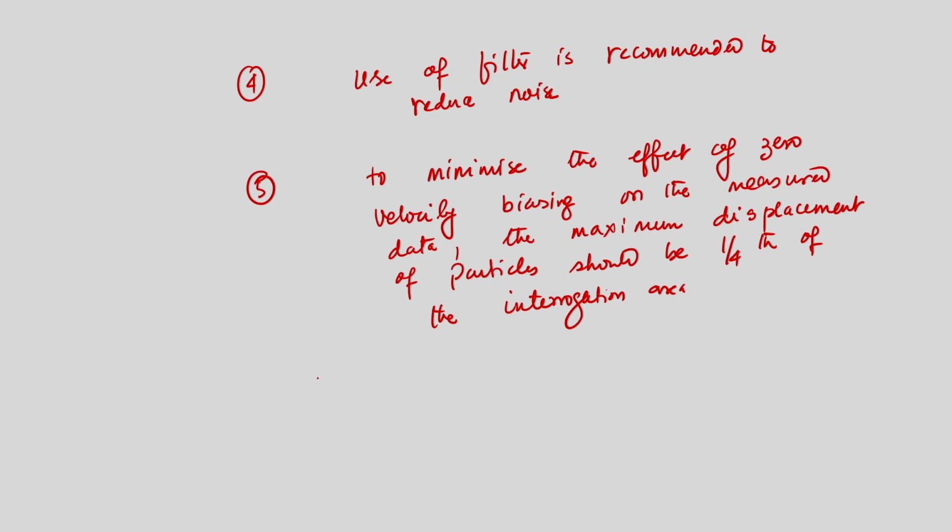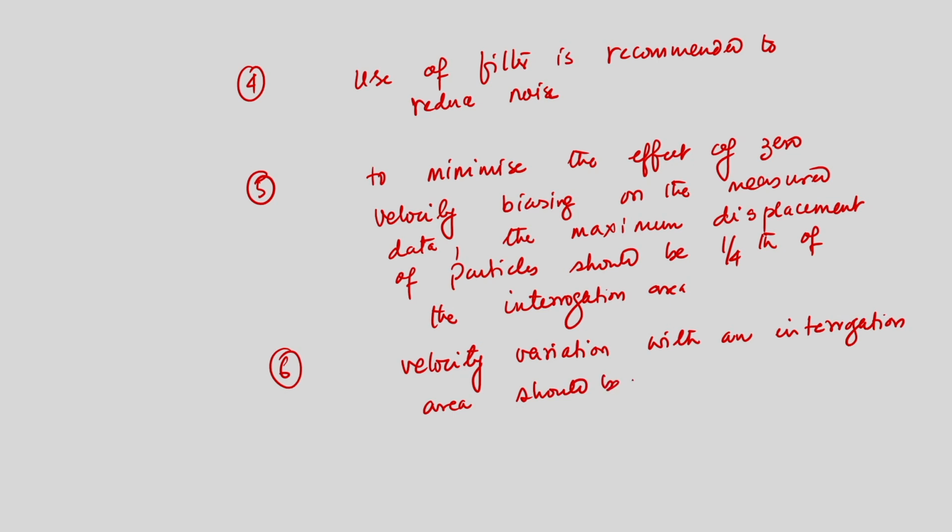And number 6 is velocity variation within an integration area should be minimized to prevent deterioration in detecting a true velocity.